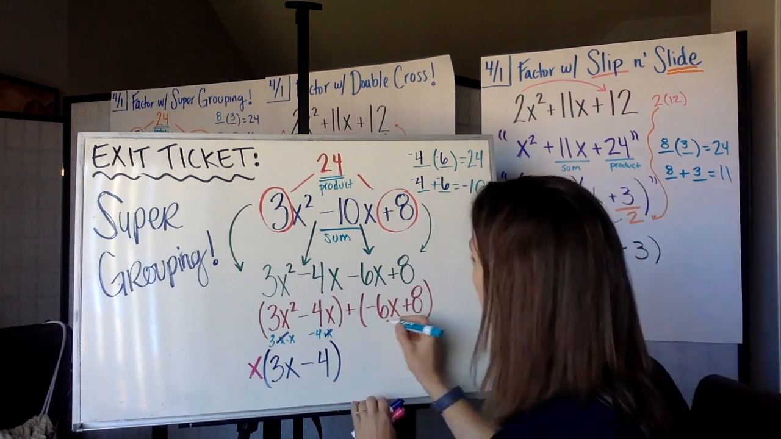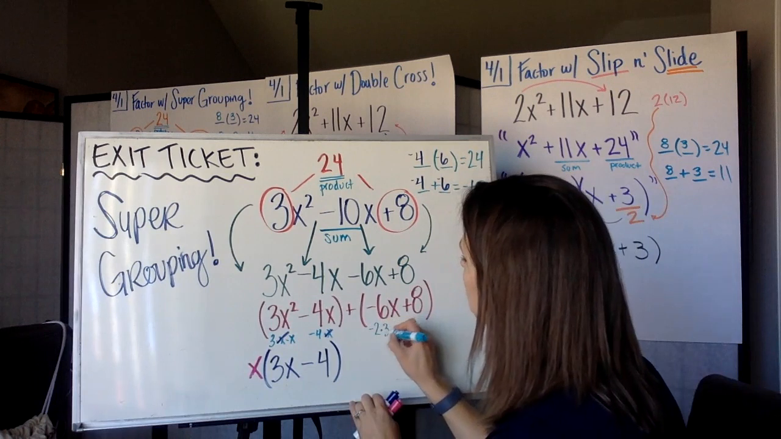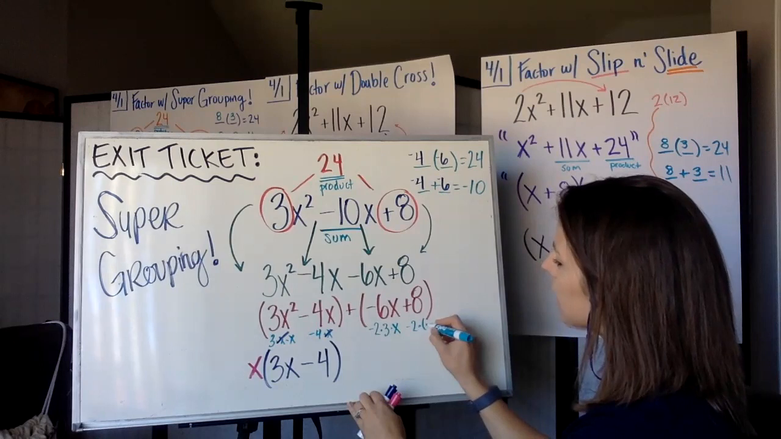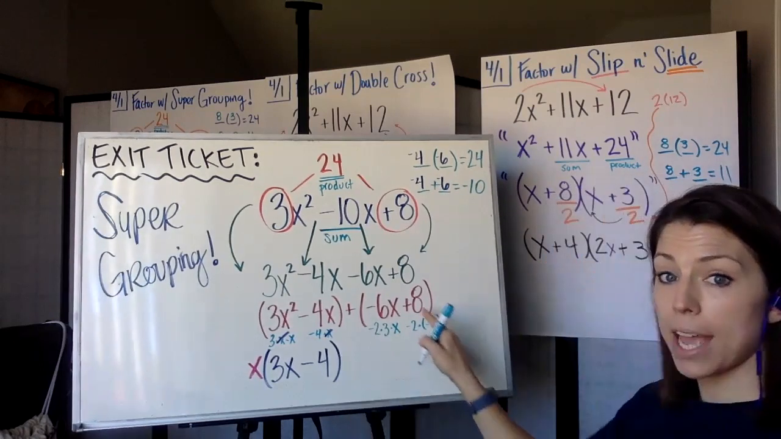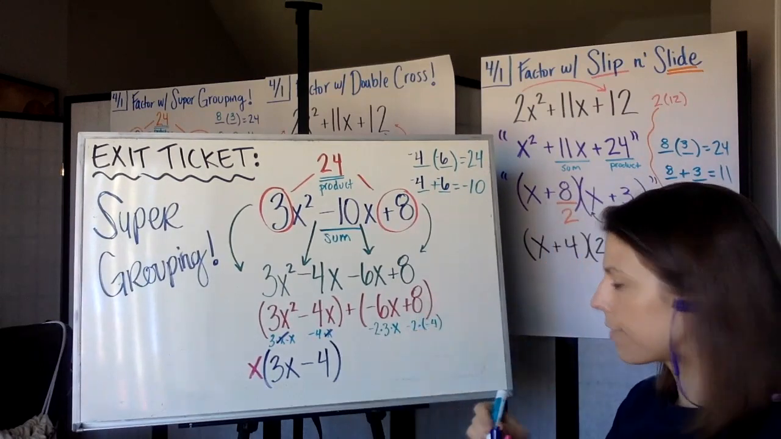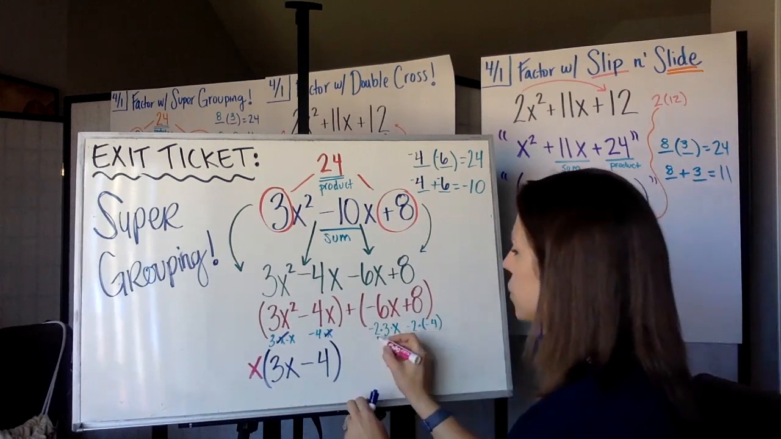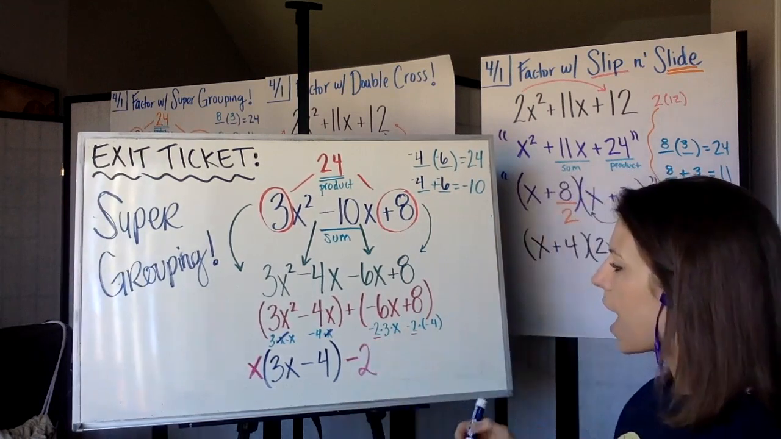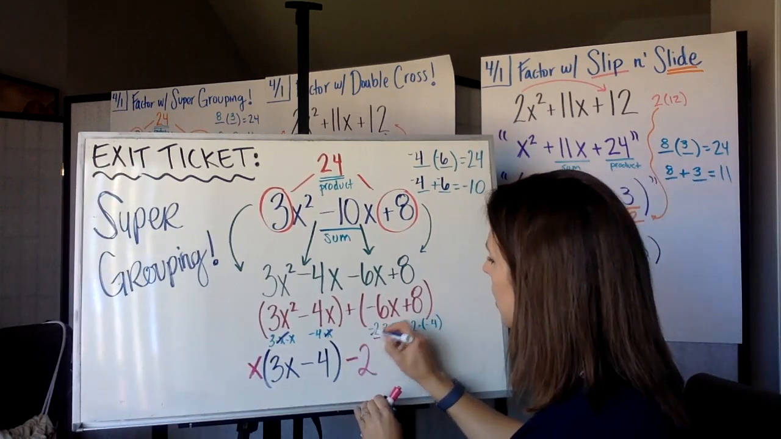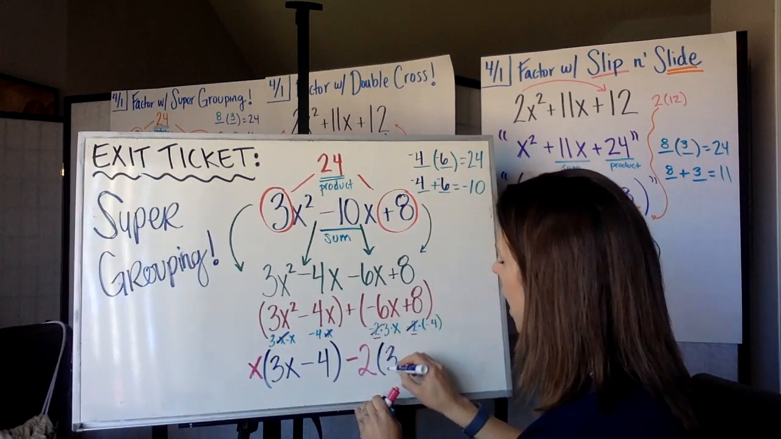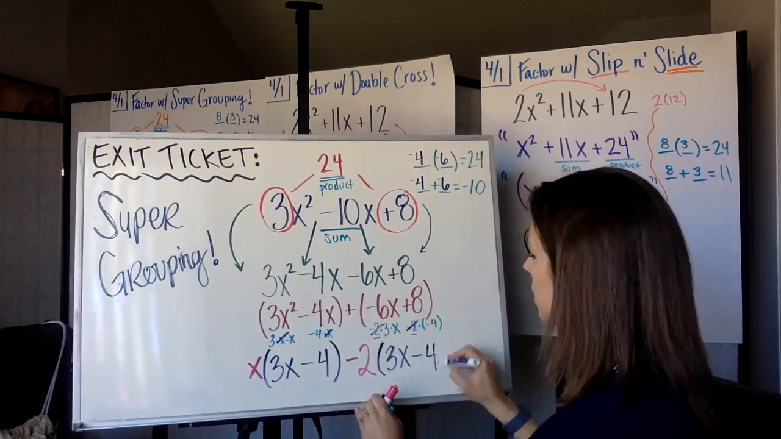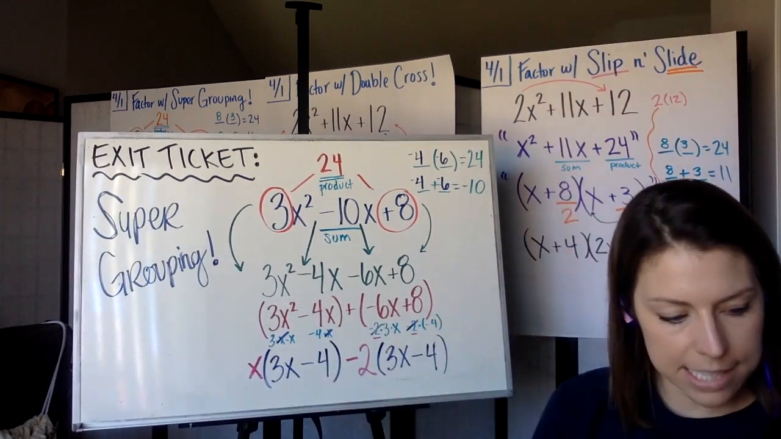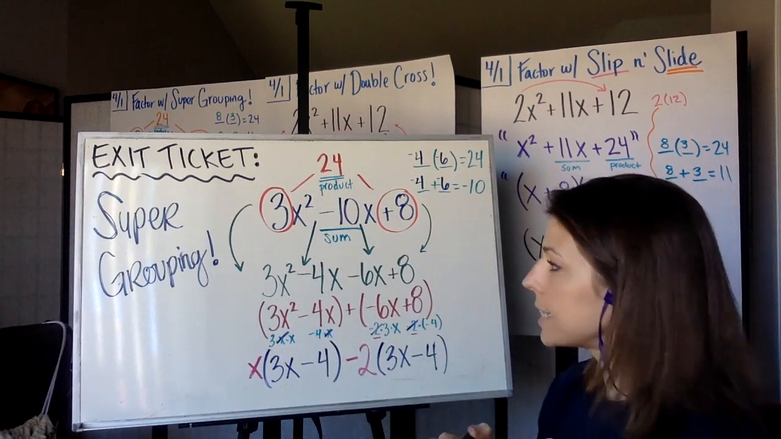Negative 2. This is negative 2 times positive 3 times x. Positive 8 is negative 2 times negative 4. Keep that in mind because that's a positive 8. Factor it out. They have negative 2 in common. So we're factoring out a negative 2. And when we do that, that leaves us with 3x minus 4. Does that match? Huzzah. Okay, last step. Let's write it out as an answer.